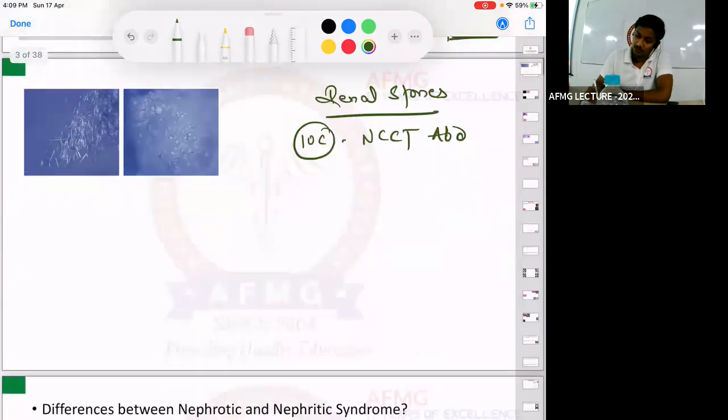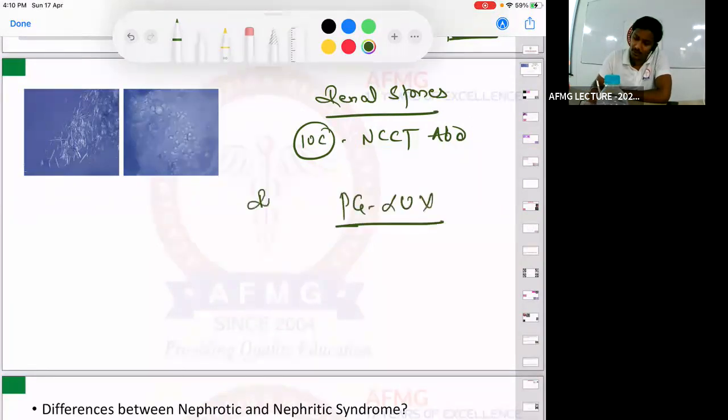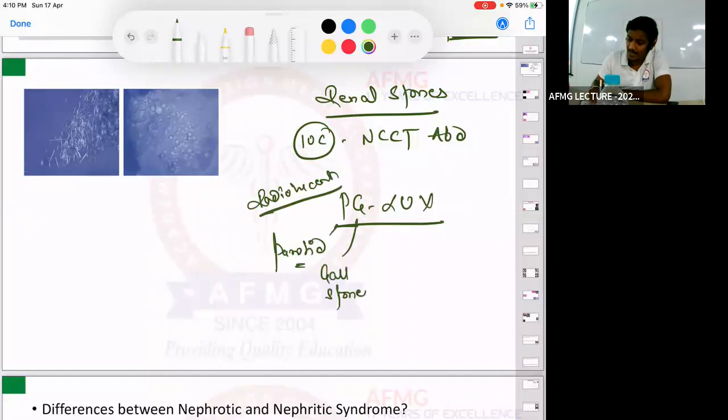So now talking about renal stones, which are radiopaque and which are radiolucent? Radiolucent means they cannot be visualized on an X-ray or a CT scan. These are called radiolucent stones, and these are remembered by the mnemonic PG love. P for parotid or salivary gland stones, G for gallstones, and as they are radiolucent, they are not visualized on X-ray or CT.